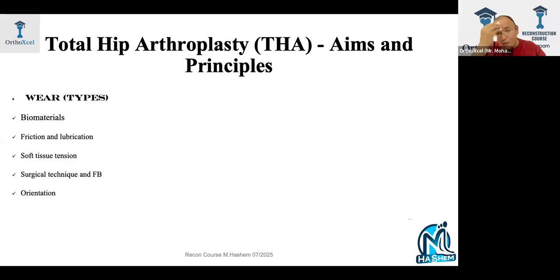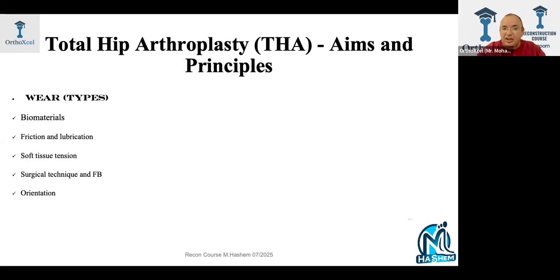So again, where is unintended loss of the material? You lose this material because of chemical or mechanical causes. We're now speaking about the mechanical causes. One of the mechanical causes is the wear properties of the material you're using in the total hip. Number 2 is the friction and lubrication. Number 3, as we just mentioned a minute ago, is the soft tissue tension and the friction torque.